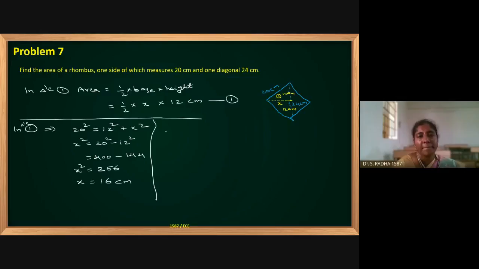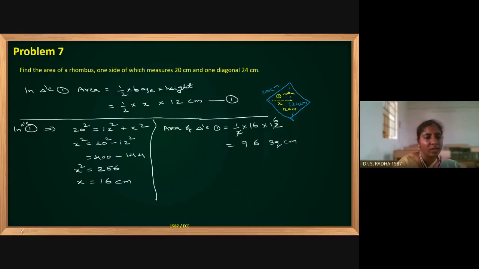Now using the x value from equation 1, the area of triangle 1 is half into the x value 16 and the height, already known, 12. If you simplify, 2 ones are 2, 6 sixes are 36, and 16 times 6 is 96. Because it is area, it is square centimeter or centimeter square. Only one area we have calculated. This is the second triangle, this side you may have the third triangle, and this is the fourth triangle. All have equal areas.